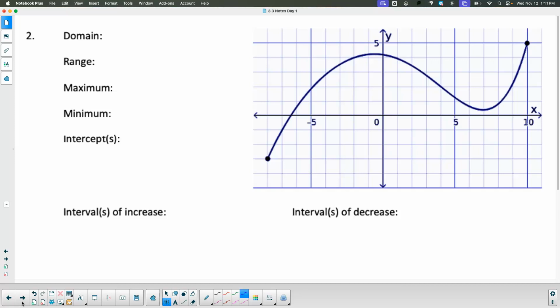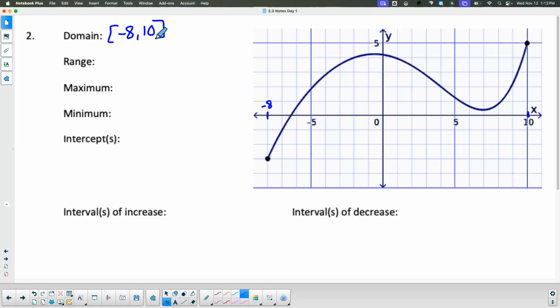Horizontal. So it looks to me like the farthest left we are is over here at -8, and the farthest right we are is over here at 10. Would you agree with that? Yes. Okay? So that means that my domain would be from -8 to +10.